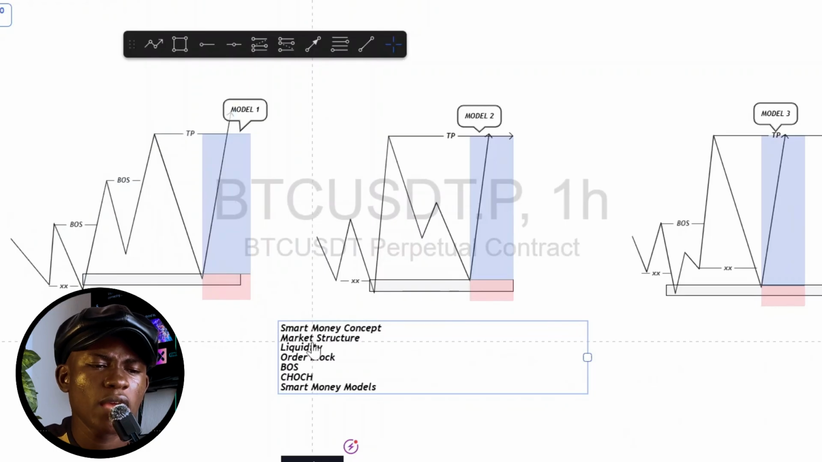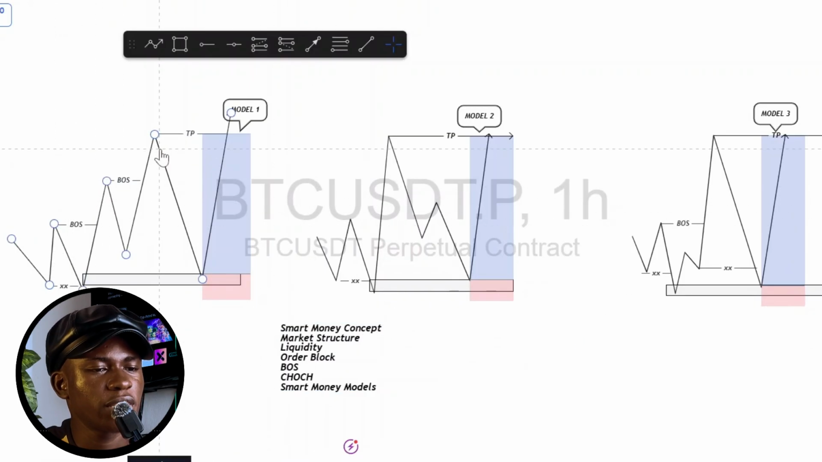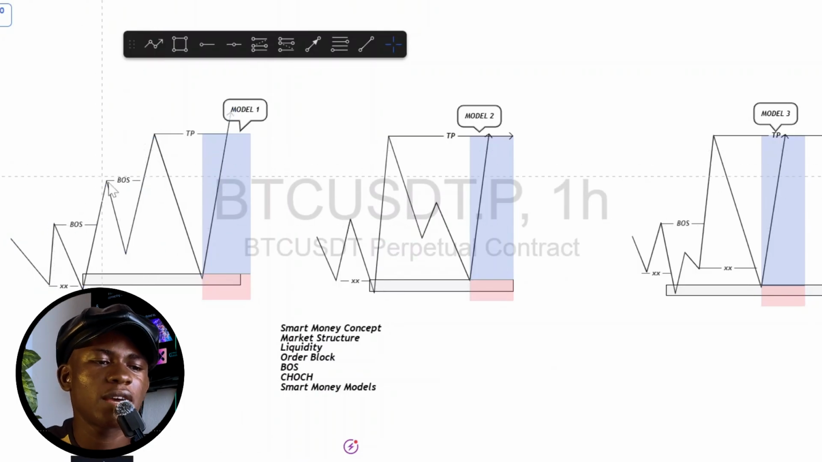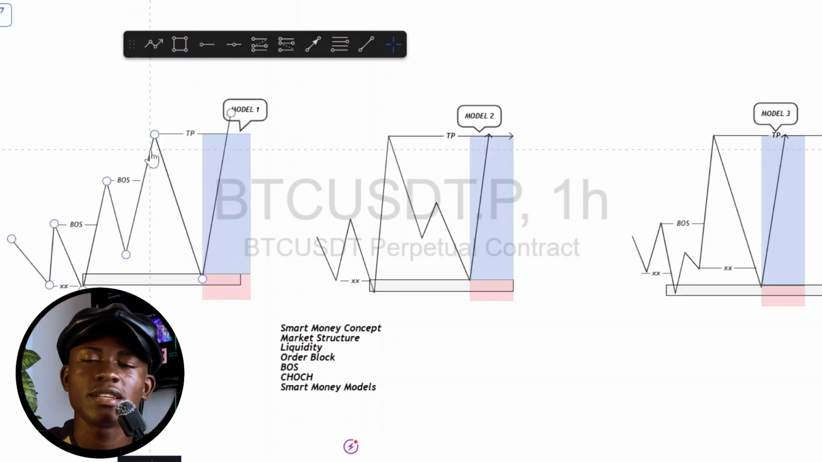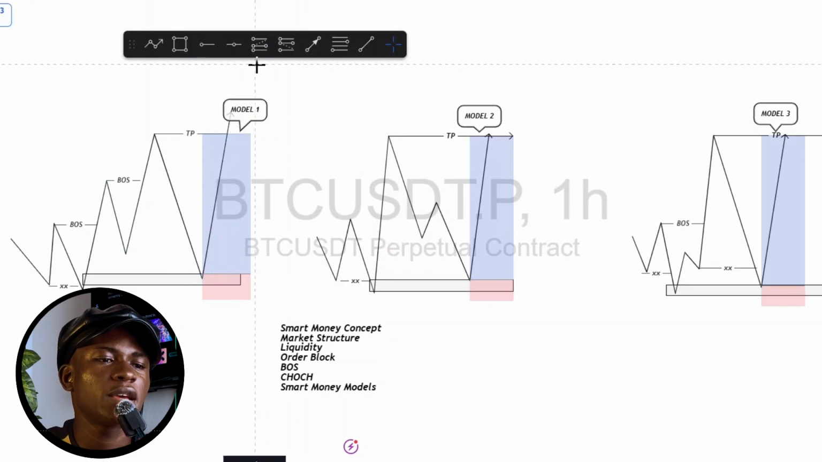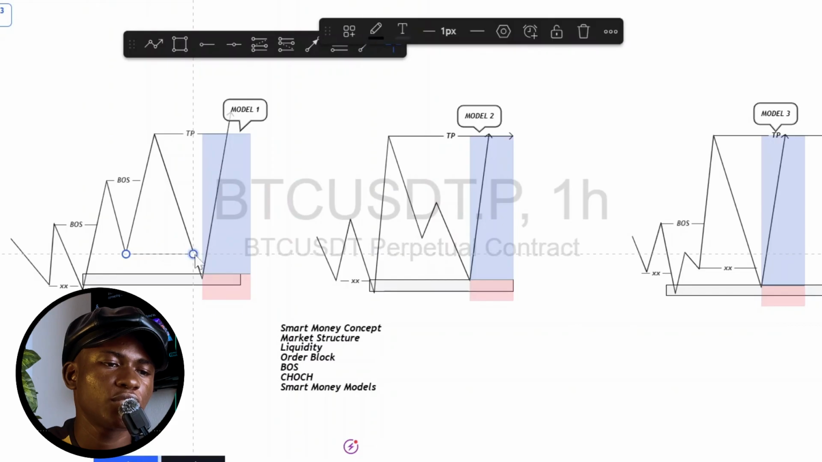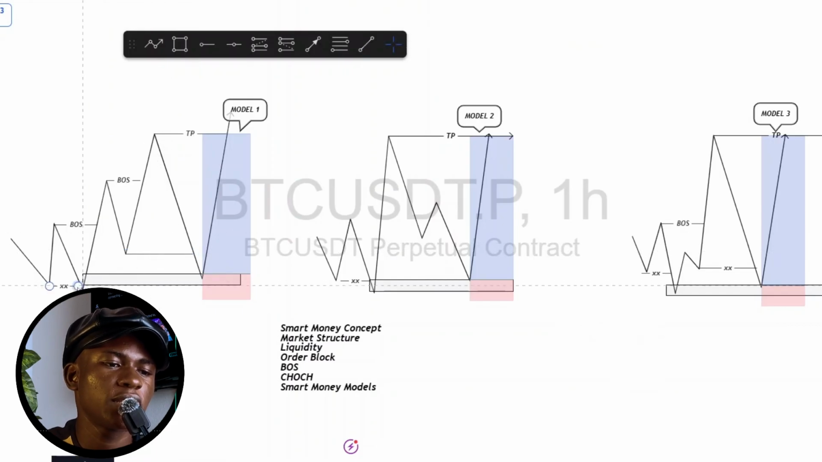So market structure. Here we have an uptrend, which is higher highs, higher lows, higher highs, higher lows, higher highs. The market is in an uptrend. Then we had a sweep here. We call this inducement. We call this inducement. Then a sweep in market structure.